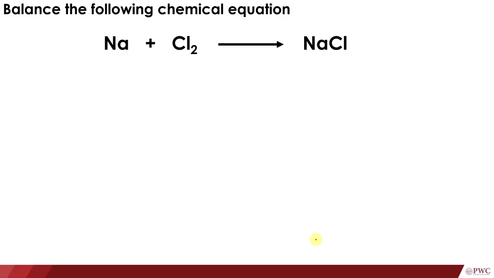Let's have another equation. We have Na plus Cl2 producing NaCl. So we have here Na and Cl. On the left side, we have one sodium atom and two chlorine atoms. On the right side, we have one Na and one Cl atom. So here we have sodium, it's balanced for now, 1, 1. But for chlorine, we have 2 on the left side and only 1 on the right side.